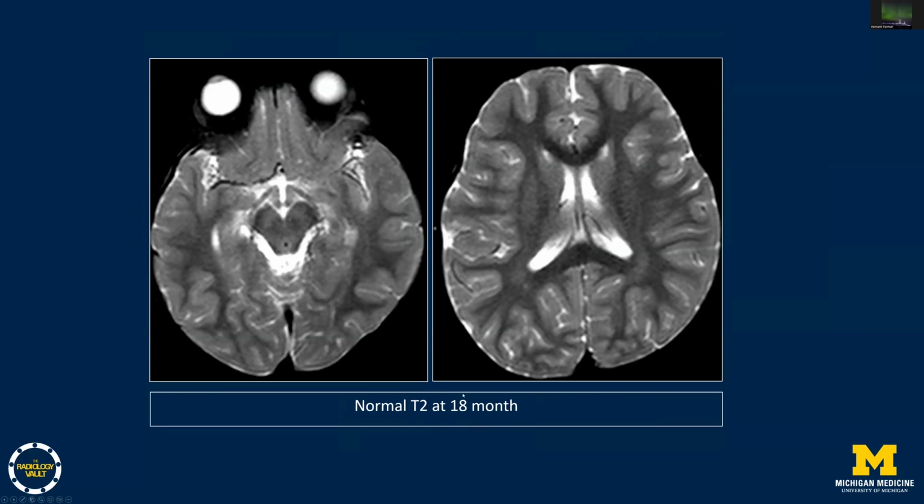This is a T2 weighted image at 18 months. And we can see now not only myelination in the genu and splenium, but also in the peripheral subcortical white matter of frontal lobes, parietal lobes, temporal lobes, etc. So this is complete myelination on T2-weighted images at anywhere from 18 to 24 months.